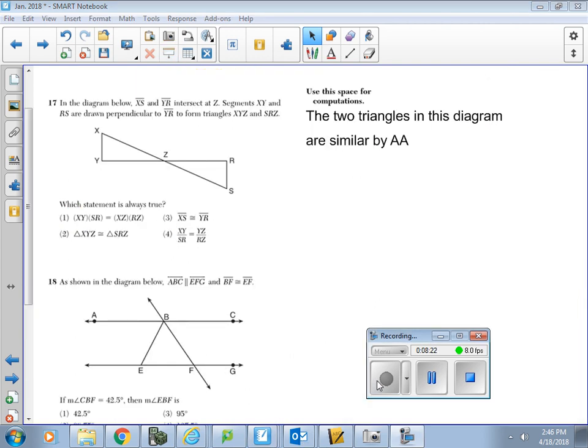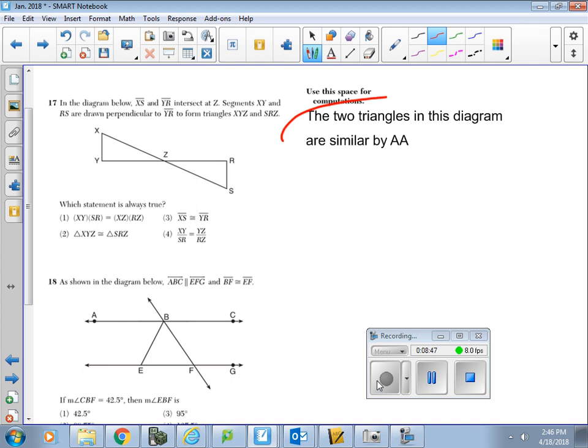Okay, let's look at problem number 17. All right, problem number 17. It says, in the diagram below, sides XS and YR intersect at Z. Segments XY and RS are drawn perpendicular to side YR to form triangles XYZ and SRZ. Okay, now, it says, which statement is always true?